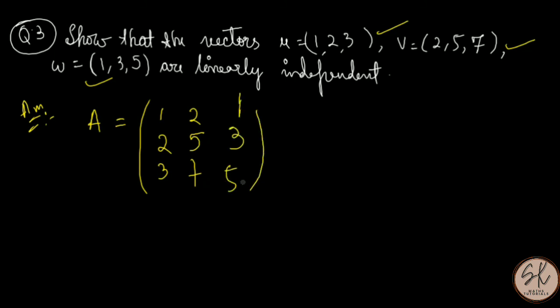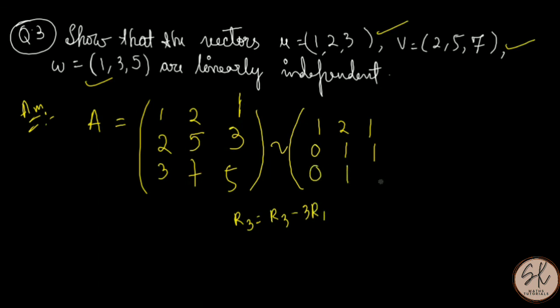Now we will reduce this to the echelon form. So this is 1 2 1, and r2 is equal to r2 minus 2r1, so this is 0, 5 minus 4 is 1, 3 minus 2 is 1. Now r3 is equal to r3 minus 3r1, so this will give us 0, 7 minus 6 is 1, and 5 minus 3 is 2.